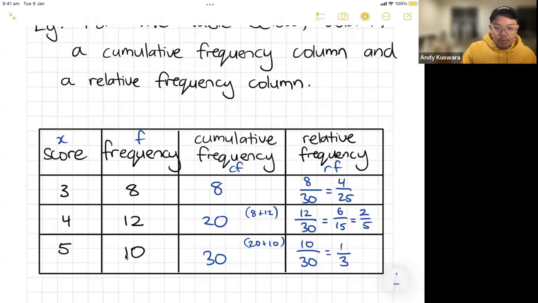Okay, and that would be how you add your cumulative and your relative. Just don't forget, your cumulative means we add up, and your relative means we find the probability. Hope that makes sense. If it didn't, pause it, rewatch it until it makes enough sense.